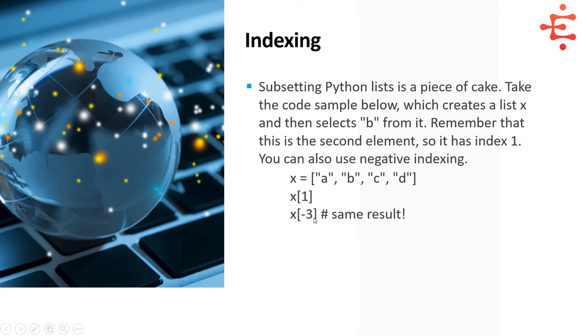And x[-3] is what? It is negative indexing. So what is negative indexing basically? When I'm talking in terms of negative indexing, the last element has index minus 1. This D has index minus 1. It means C is going to have minus 2, B is going to have minus 3, and A is going to have minus 4 index, negative index.